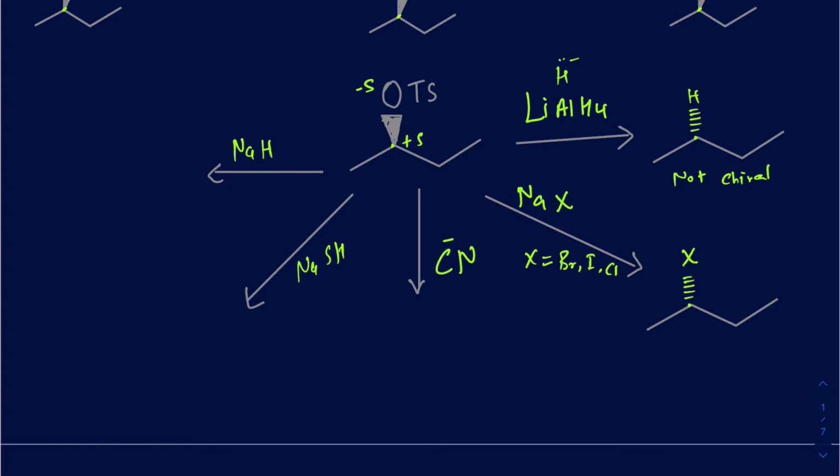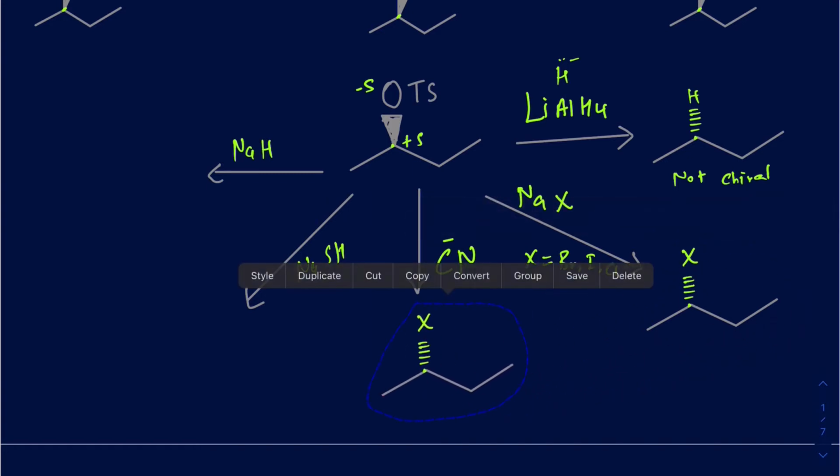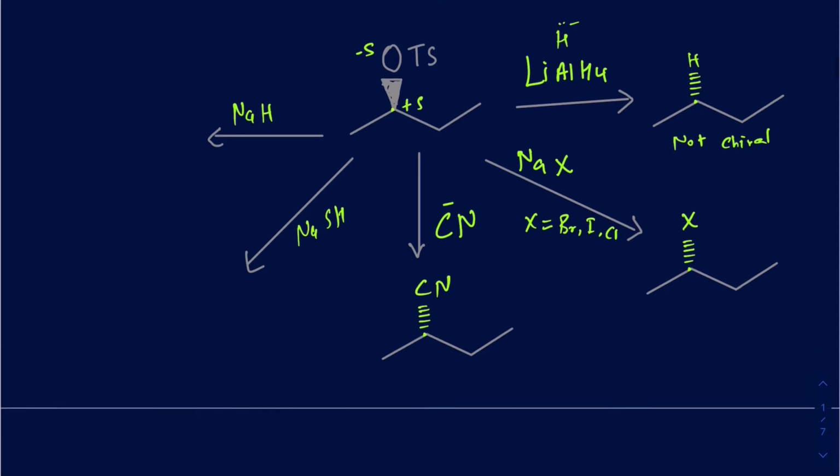You could also very well have cyanide as your nucleophile here. So cyanide could be either NaCN or KCN. Then you would have the CN attached to that particular carbon going back into the page. You can also have NaSH, where SH minus would be your nucleophile, and that would be going back into the page when it's attached to that carbon.